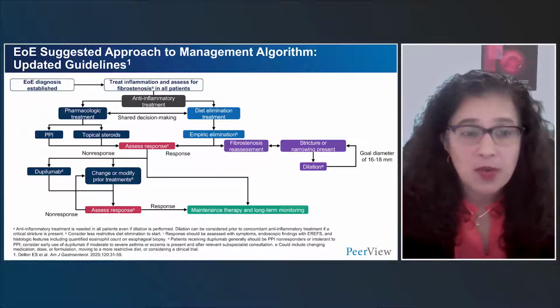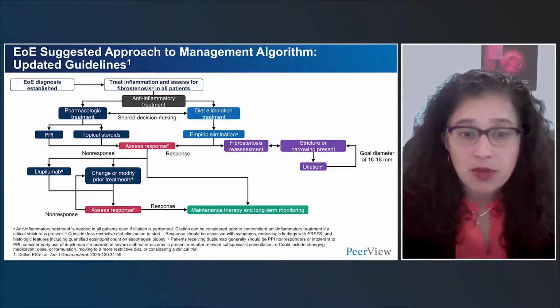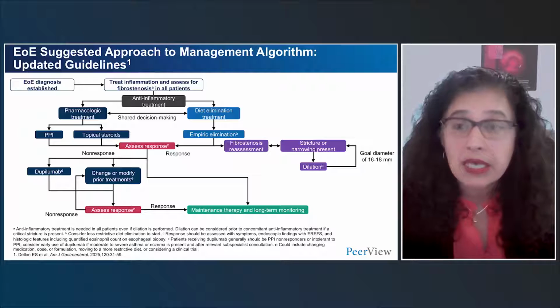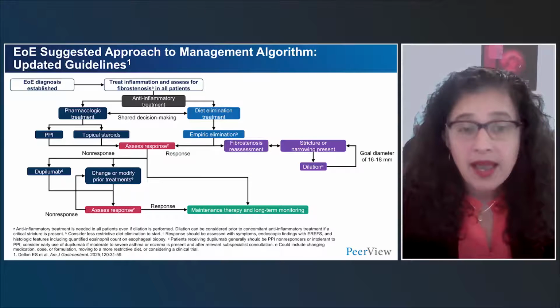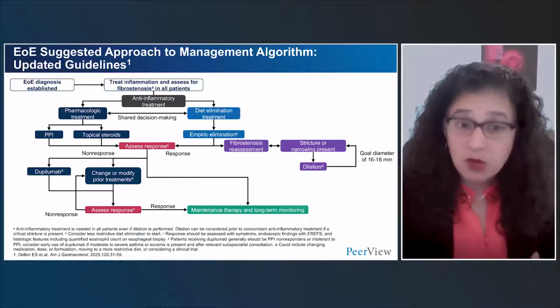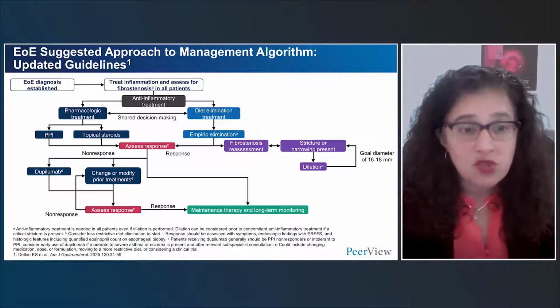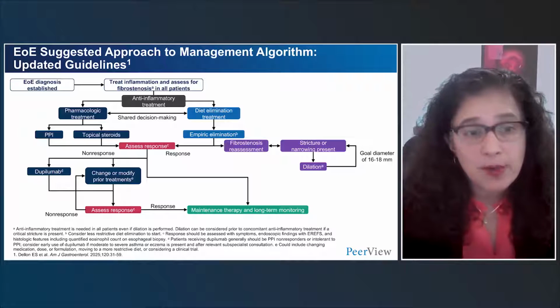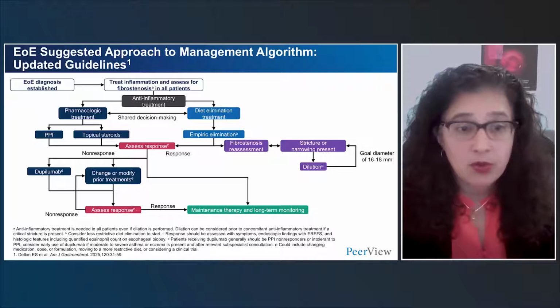You're going to start patients on anti-inflammatory treatment, either pharmacologic treatment or diet elimination treatment. And here is where shared decision making is really important. Having that discussion with the patient about their goals of care and helping to guide them through one of these two routes. If they choose pharmacologic treatment, options could be a PPI or swallowed topical corticosteroids.